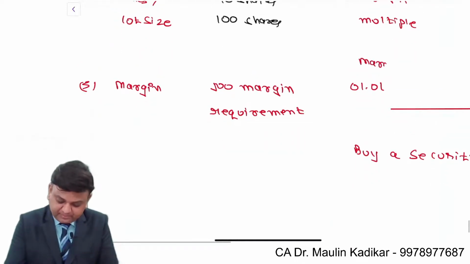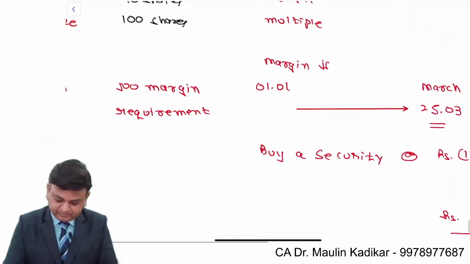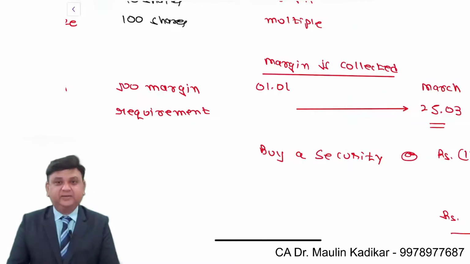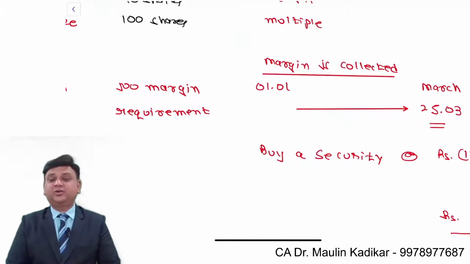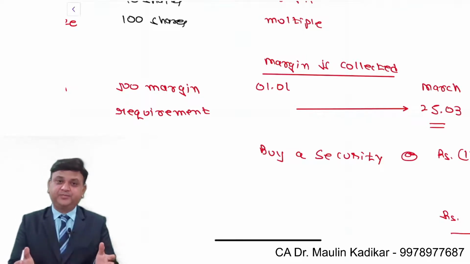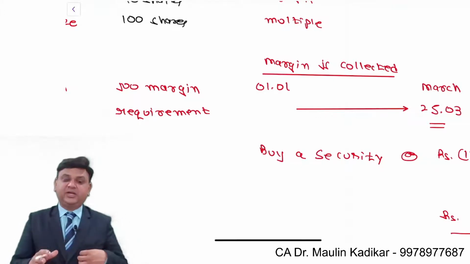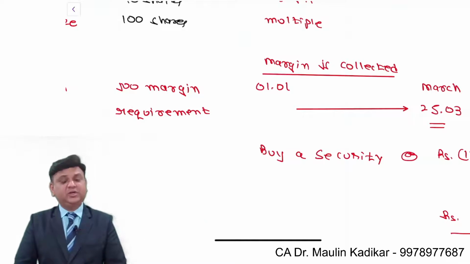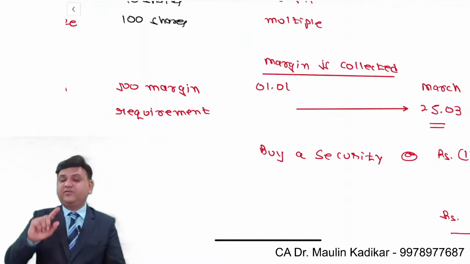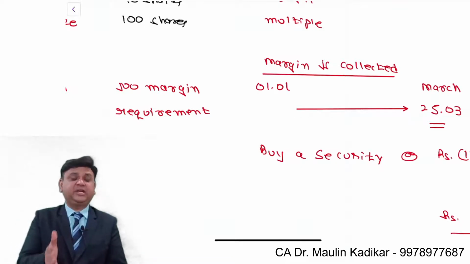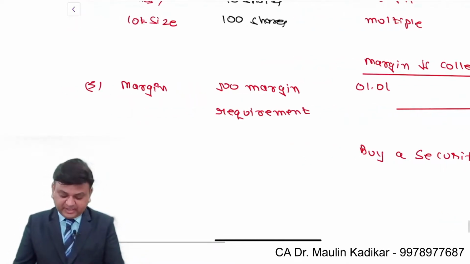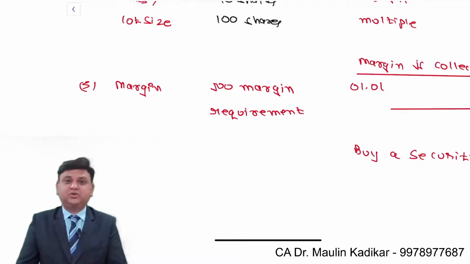Over here, margin is collected. The margin is collected initially when the transaction is entered upon, and it is also collected on a progressive basis from the trader who is entering into the futures transaction. Basically, the margin is collected so as to make sure that if he incurs a loss and does not pay it, then this amount will be used for recovering the loss from him. This is the concept we call margin. It is there in futures, it is not there in forward.